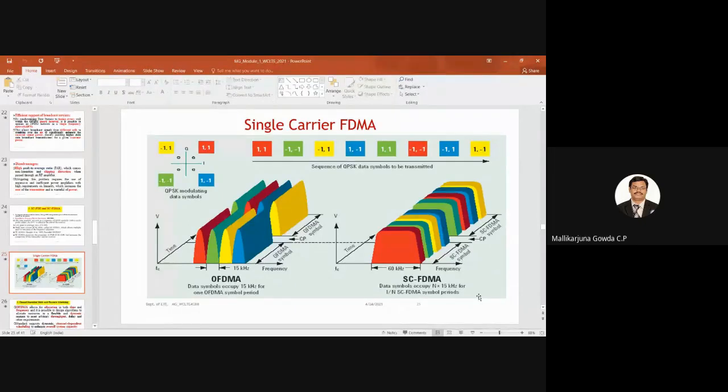I will come back to this when we discuss the block diagram. Then you need to have some more understanding, a clear picture of subcarrier spacing and other things with respect to OFDM. I think at least now this diagram will give you some idea how SC-FDMA is different from OFDMA.